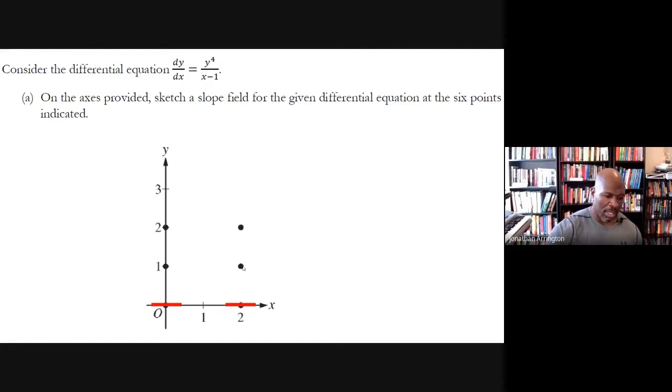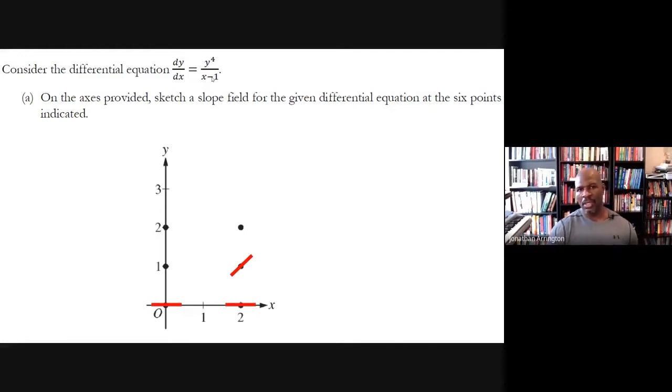So let's look at when x is 2 and y is 1, which is this point right here. So we plug in 1 for y, 1 to the 4th is just 1. We plug in 2 for x, 2 minus 1 is just 1. So that's 1 over 1. So the slope at (2, 1) is simply 1. And so we make a little line element there of slope 1.